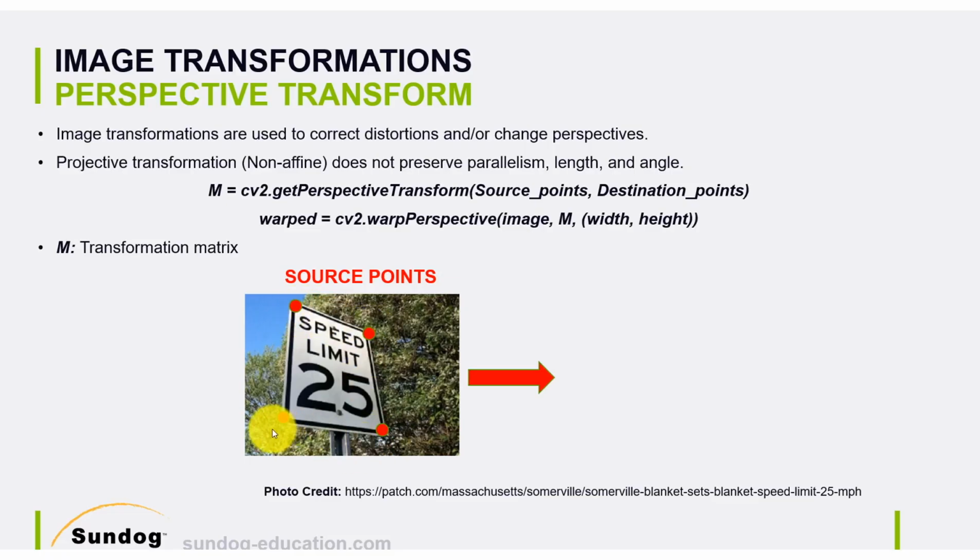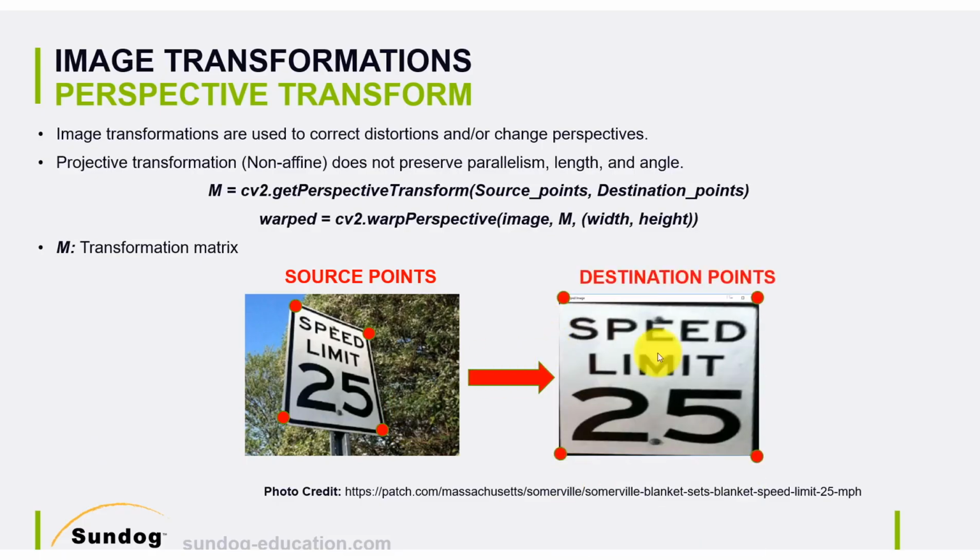I'm basically asking OpenCV to take these points and rotate them so I can actually view the sign. That's pretty much what we expect the image to be. We wanted the speed limit to look like this. I can provide the dimensions of the output image, and I also have to specify the destination points. So I need to identify the source points and I need to identify the destination points.